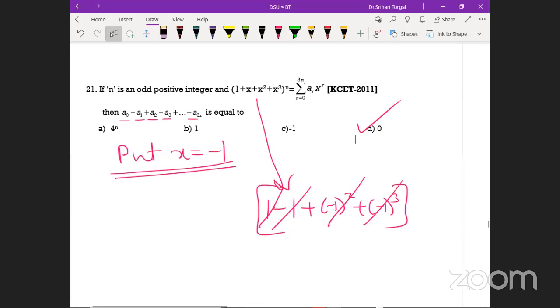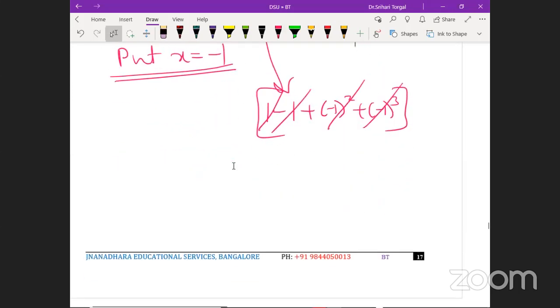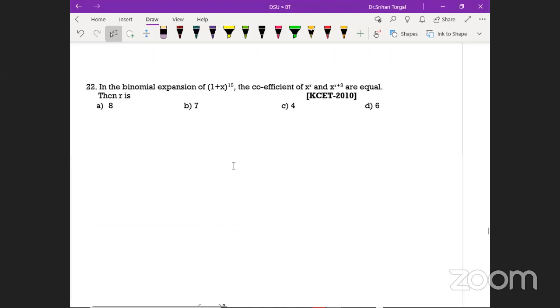Next. Yes, try to solve this Karnataka CET 2010 question.